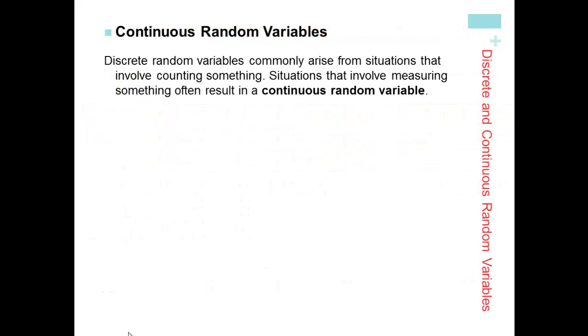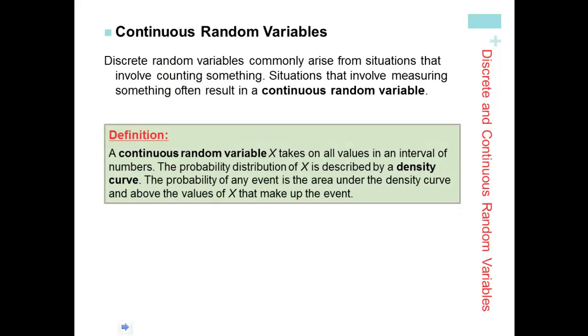To finish up section 6.1, we need to cover continuous random variables. Everything in our discussion thus far from this section has been about discrete. Discrete random variables, again, commonly arise from situations that involve counting something. Situations that involve measuring something often result in what's known as a continuous random variable. A continuous random variable x takes on all values in an interval of numbers. The probability distribution of x is described by a density curve. Now remember, for a density curve, the area underneath the curve must be equal to 1. The probability of any event is the area under the density curve and above the values of x that make up that event.